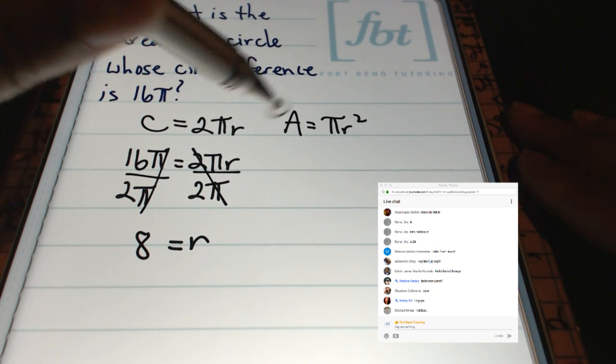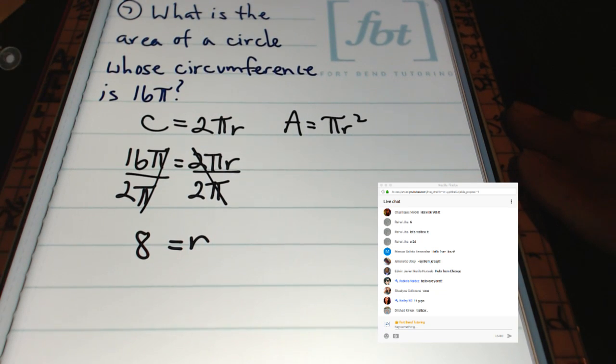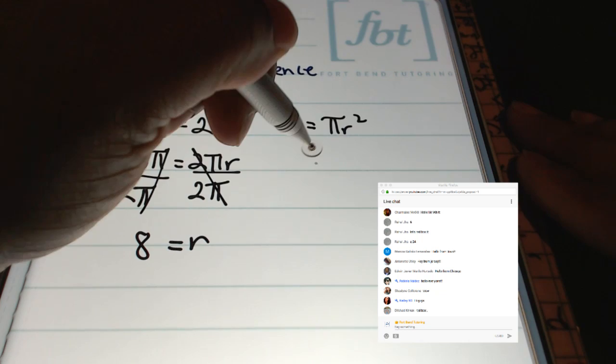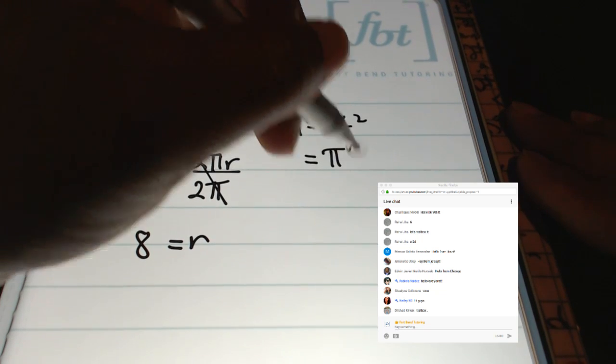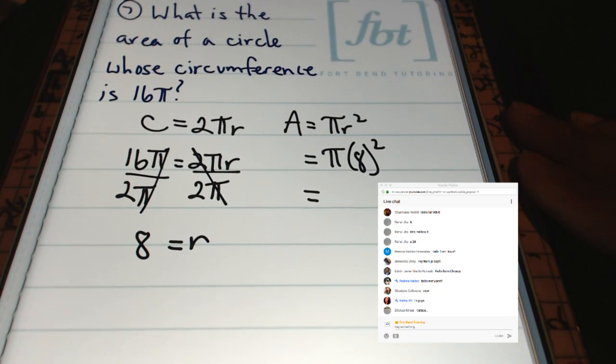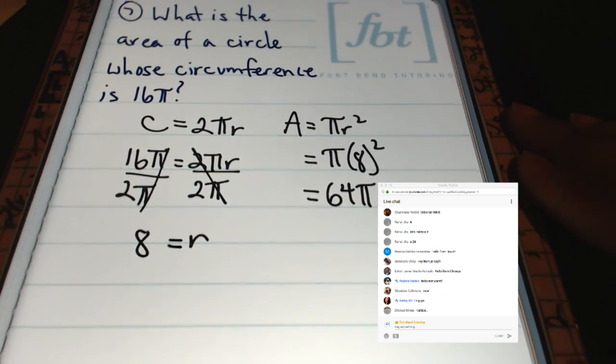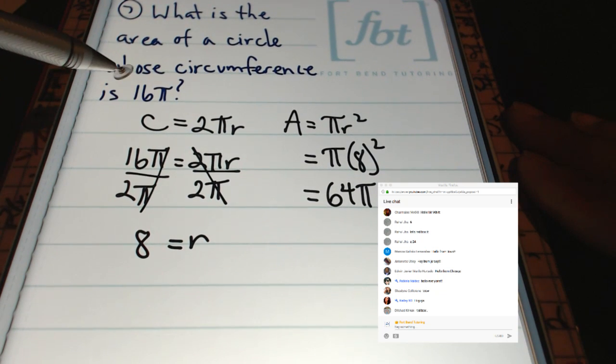So knowing that, plug that value of 8 into the equation for the area of a circle to solve for the area. So this is going to be pi times our radius, 8, squared. So this gives us a result of 64 pi. And we'll leave it in terms of pi, ladies and gentlemen, because we started out in terms of pi. Notice that they gave us our original circumference as 16 pi. So it's okay in this case, unless they otherwise state, to leave our answer in terms of pi.